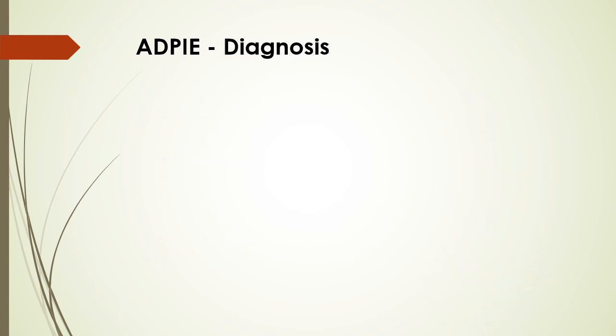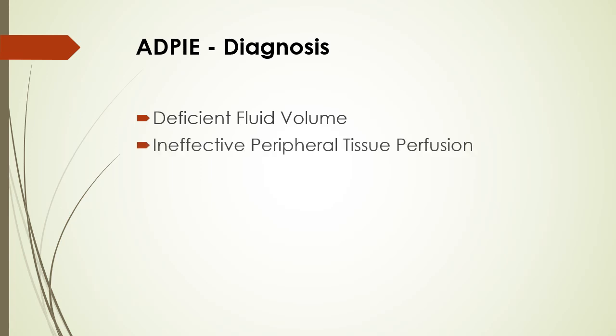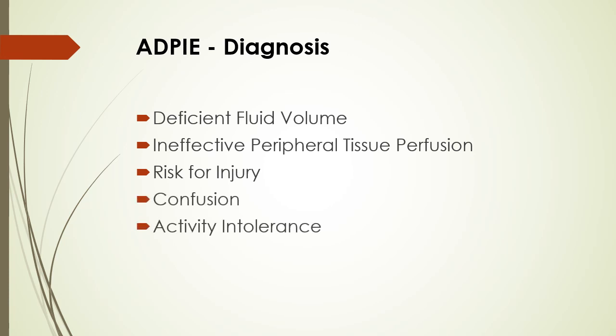Okay, diagnosis, the D of ADPI. And these are not all of them, but these are just some suggestions. You could diagnose a patient with deficient volume, ineffective perfusion, risk for injury. Think back to what we just said about the mentation changes. Confusion, activity intolerance. If you're having blood pressure problems, then are you really going to be able to sit up? You end up with orthostatic hypotension as you try to go from a lying position to a standing position.